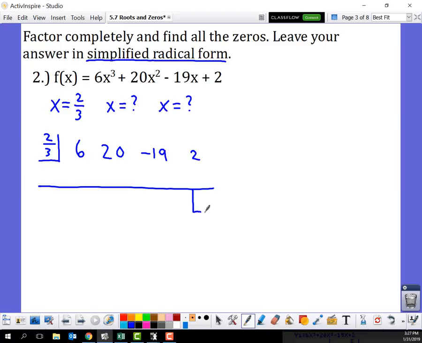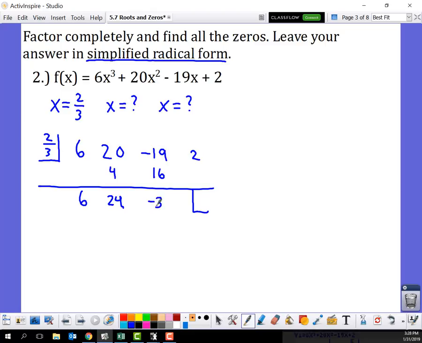So we do the synthetic division, and we bring down a 6. 6 times 2/3 is 4. 4 plus 20 is 24. 24 times 2/3 is 16. 16 plus negative 19 is negative 3.